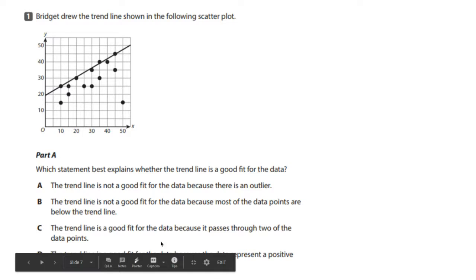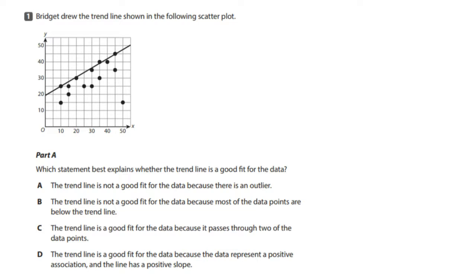The trend line is a good fit for the data because it passes through two of the data points. It doesn't matter how many points actually touch the line. Okay, so it has a point here that it's going through and a point here. That has nothing to do with it. It's all about it being in the middle of the data. Okay, the more points that touch the line, the stronger your correlation would be, right?